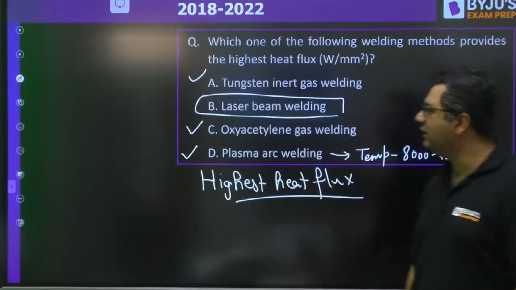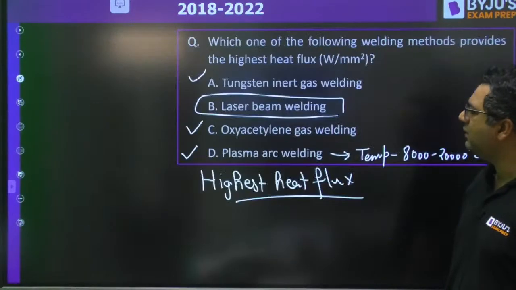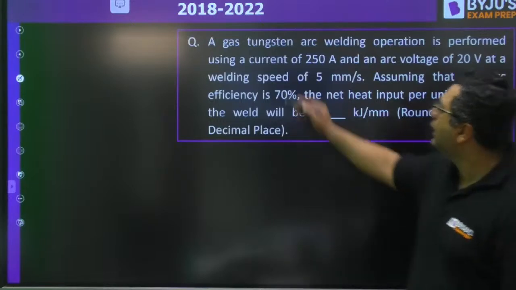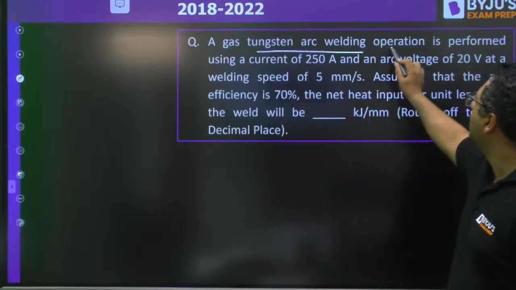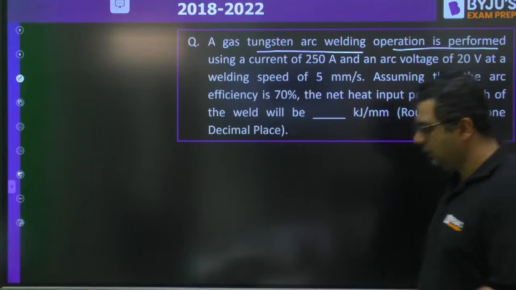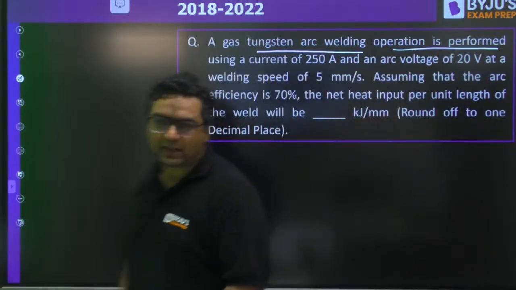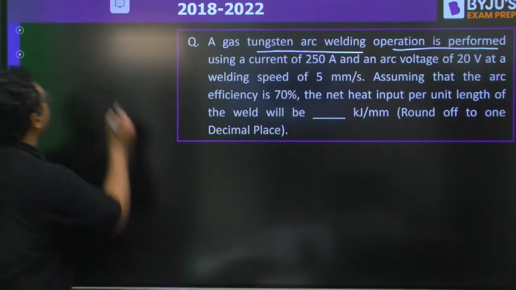Moving to the next question. So we have seen three questions on welding. This is the fourth one. A gas tungsten arc welding operation is performed using a current of 250 amperes.